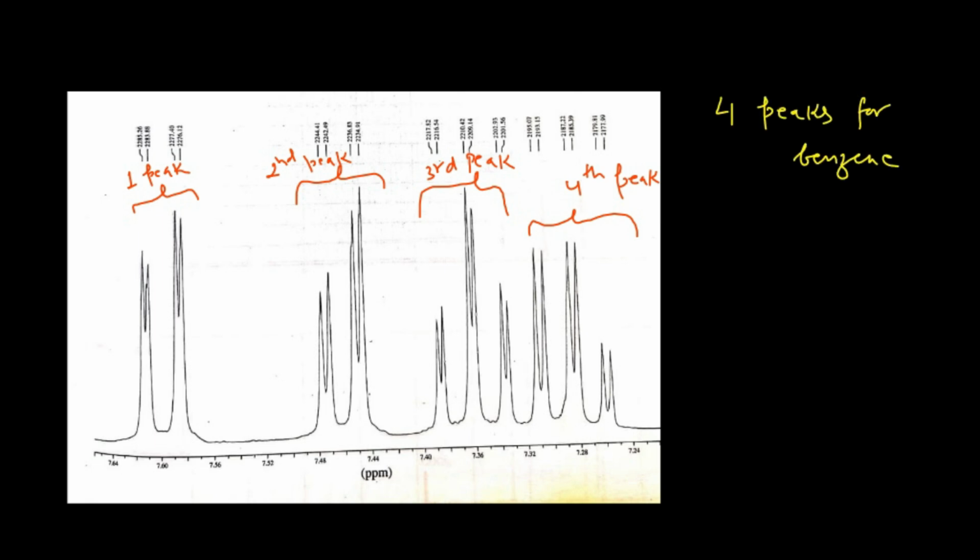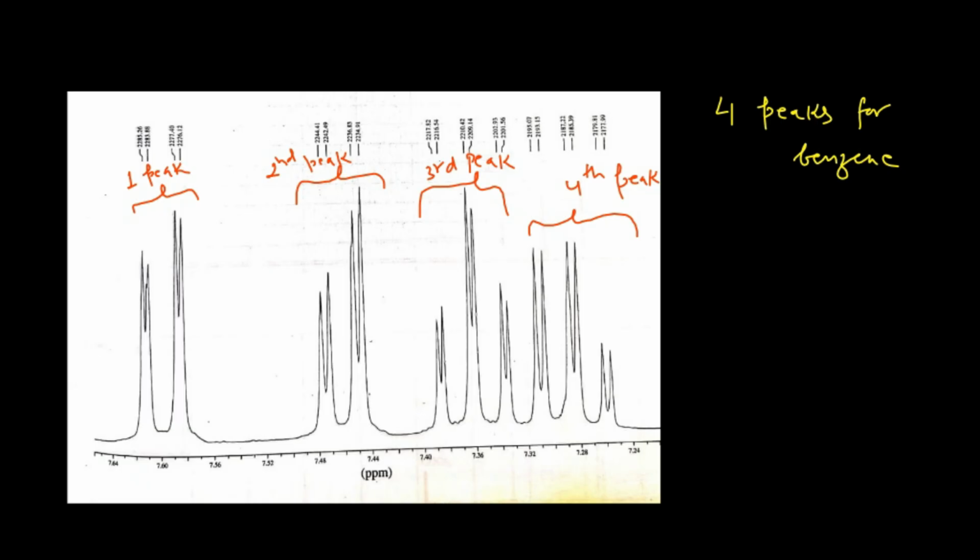I am writing one peak. And my second peak is this one. This is the second peak. And my third peak is this one, so I am writing this as the third peak. And the last one is my fourth peak. That means in the proton NMR spectrum, you are getting 4 peaks for benzene. Why benzene? Because it is the expansion of the benzene region, which extends from 7.24 ppm to 7.64 ppm. So you can say I am counting only 4 peaks. However, 1, 2, 3, 4, 5, 6, 7, 8, 9, 10, 11 peaks are there.